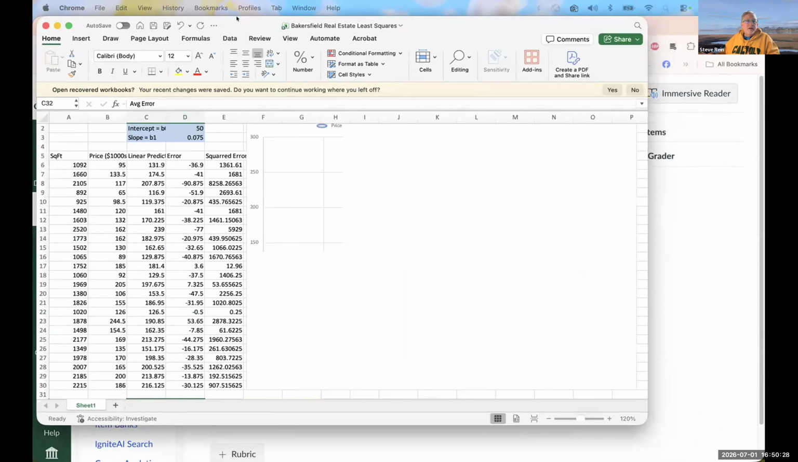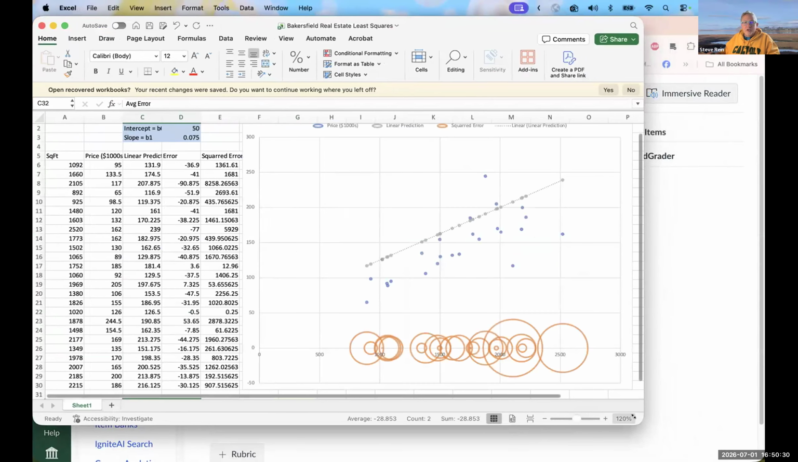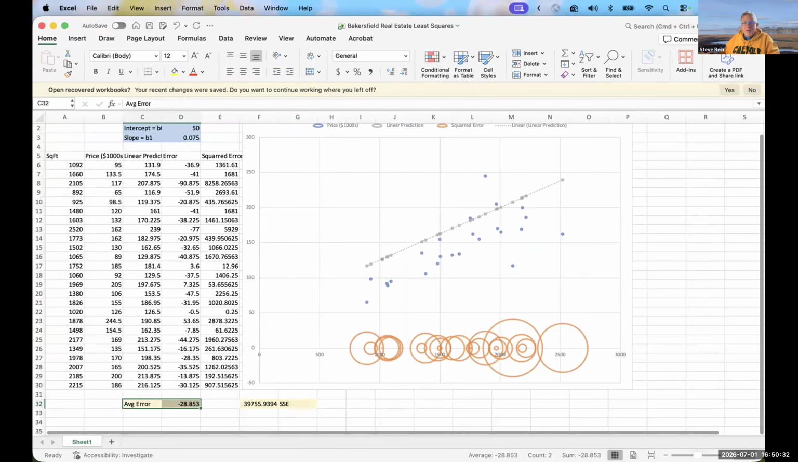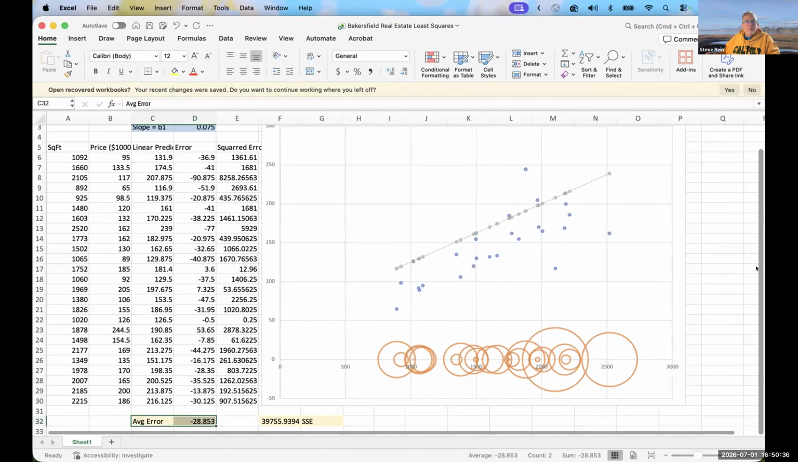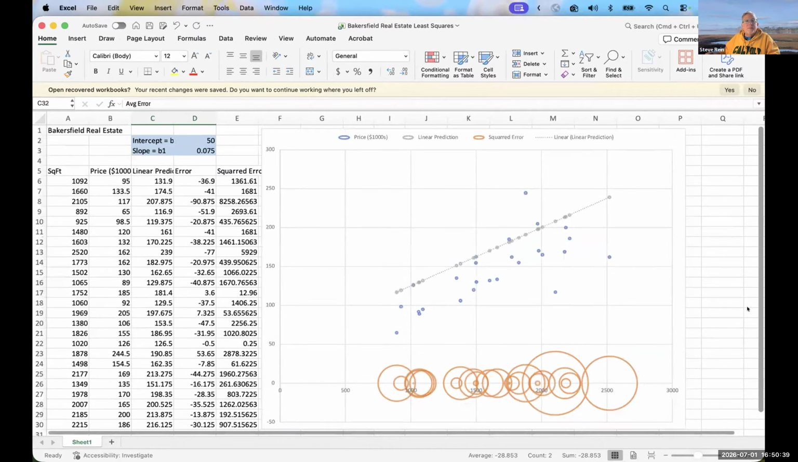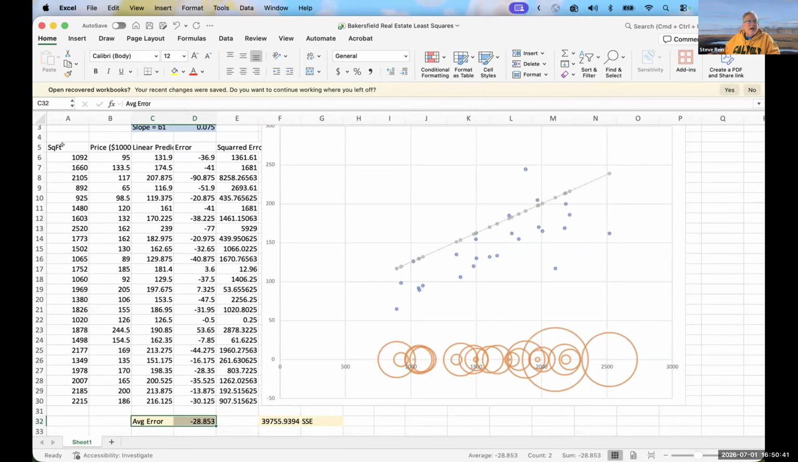So here is a data set, and maybe I'll make it a little bit bigger. I'm showing you these homes in Bakersfield, and you have information about X, which is the size of the home in square feet. Y is the price that home sold for in 2003. So we're talking 23 years ago. This home in Bakersfield, 1,092 feet, sold for $95,000.